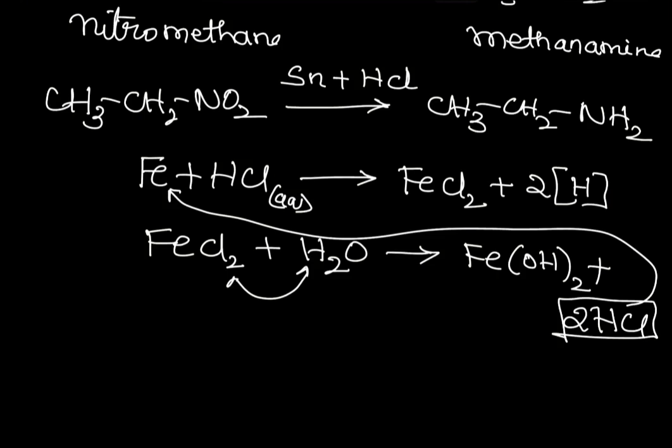So therefore, whenever you put iron, a little hydrochloric acid is enough because it is used again in the second step. So this is the reason why iron with hydrochloric acid is a better reagent. A small quantity of hydrochloric acid is enough to begin this reaction.